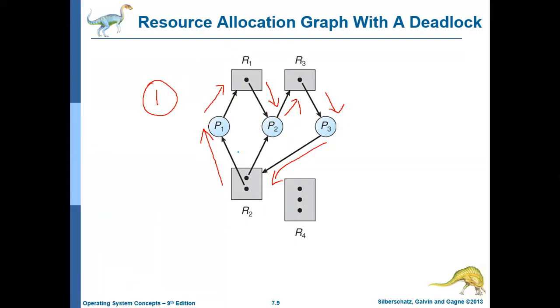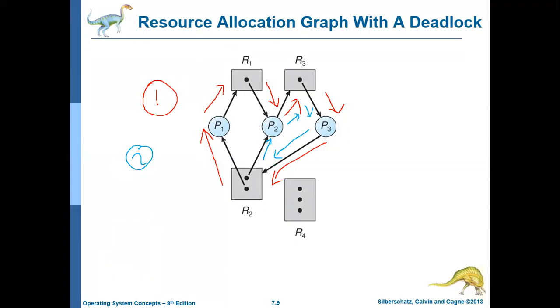Say if you start from P2, you can also have another cycle. P2 to R3, and then R3 to P3, and then P3 to R2, and again from R2 to P2. So this is another cycle. So basically there are two cycles here. So this graph contains two cycles, so there are possibilities for deadlock, because that is what our rule says.